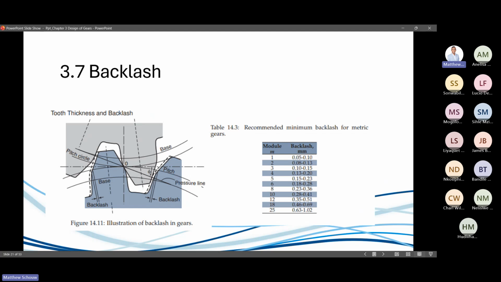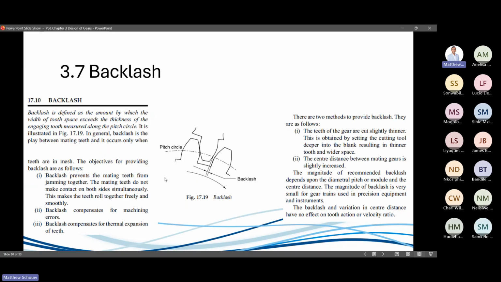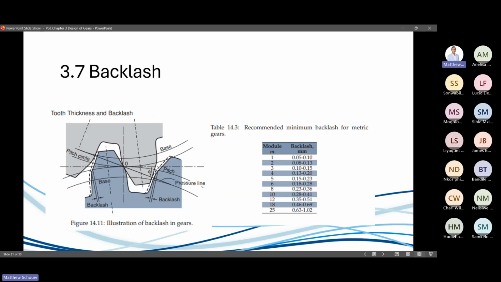Again, the recommended backlash for gears depends on the module. You can see over there what kind of tolerances we're looking at for metric gears. So it's just a distance in place so that we make sure the gears are running smoothly. We're compensating for machining errors. We're also compensating for thermal expansion, depending on where it's applied.